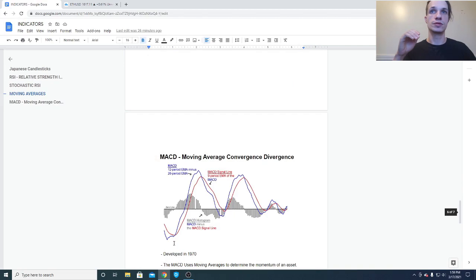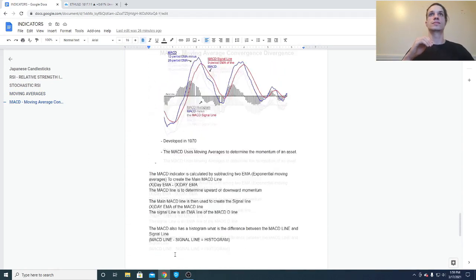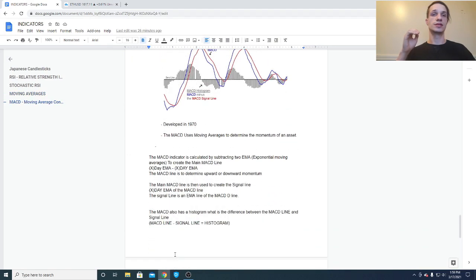This one is the most complex indicator to explain. It's pretty complex, but it is a very good indicator mixed with the Stochastics RSI. The MACD and the Stochastics go hand in hand, and it gives you very, very strong buy signals and sell signals.